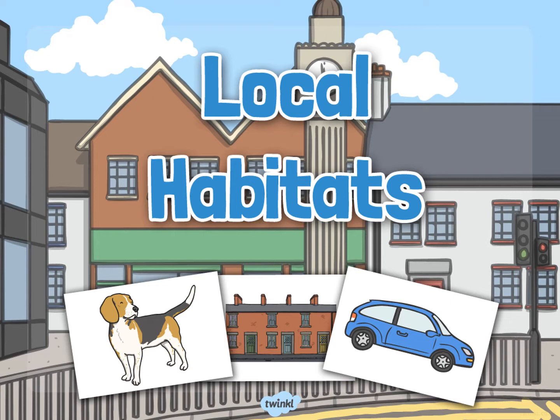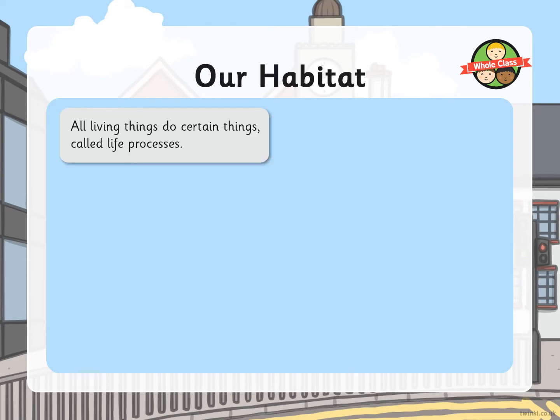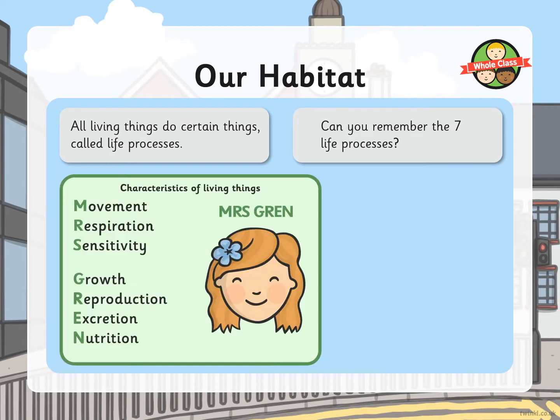So let me start by going through these. So our habitat. All living things do certain things called life processes. Can you remember the 7 life processes from yesterday? So if we remember Mrs. Gren, there was movement, respiration, sensitivity, growth, reproduction, excretion, and nutrition.